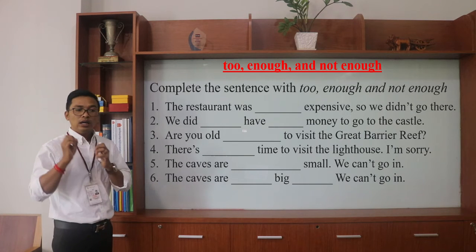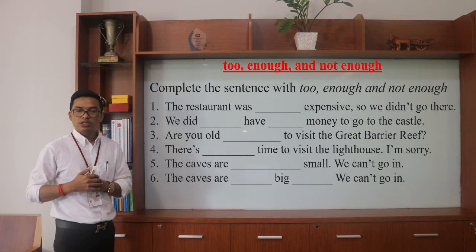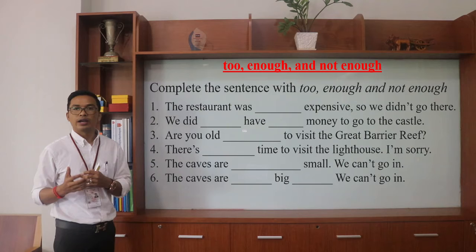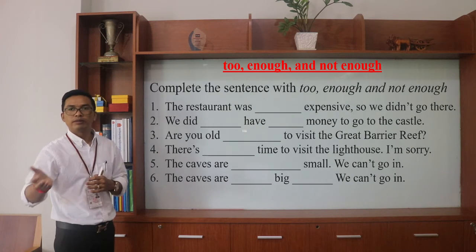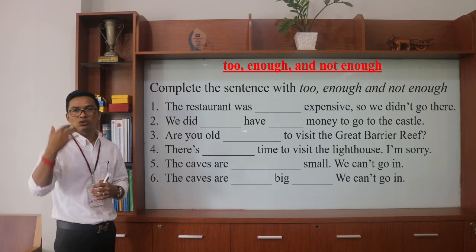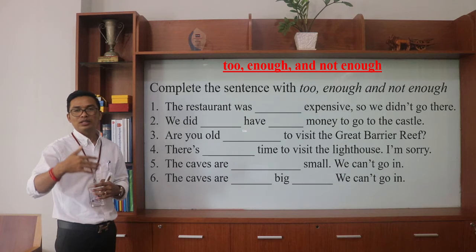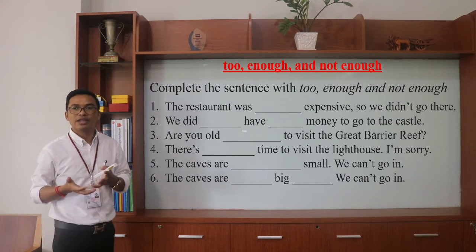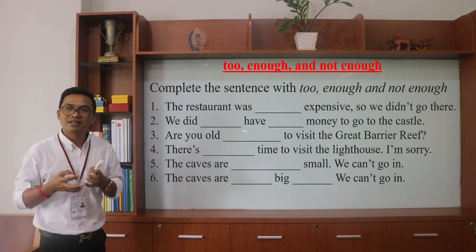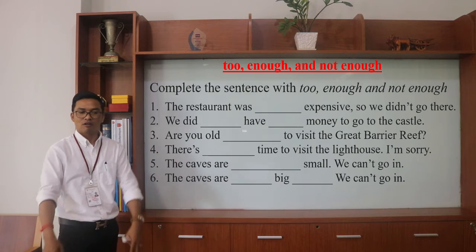Right, number 1, the restaurant was blah blah expensive, so we didn't go there. You see, we didn't go there, so it means it's negative already. So you have to use too. So too has a negative meaning, it means more than we expect, right? Too expensive, so we don't have money to go to that restaurant.